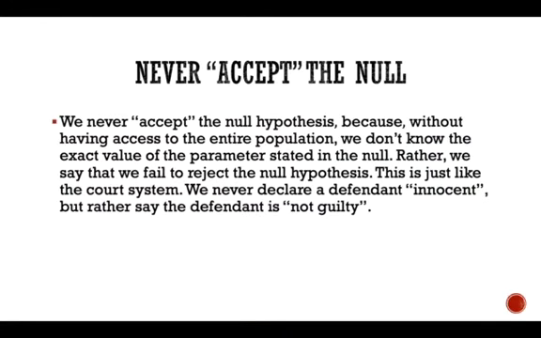Okay. So let's say never accept the null hypothesis. This is tricky wording here, but we want to be very careful about what we're stating. We never accept the null because without having access to the entire population, we actually don't know the exact value of the parameter stated in the null hypothesis. Rather, we say that we will fail to reject the null hypothesis.